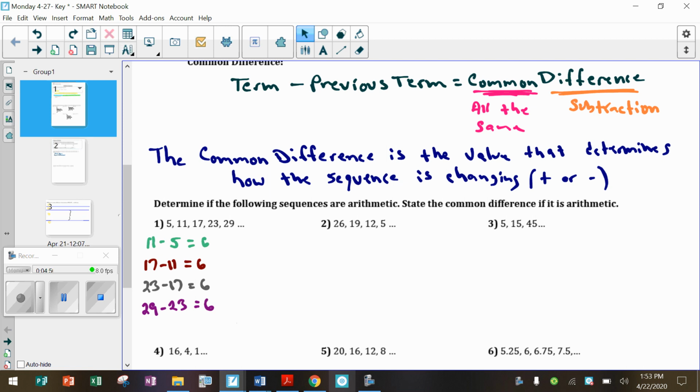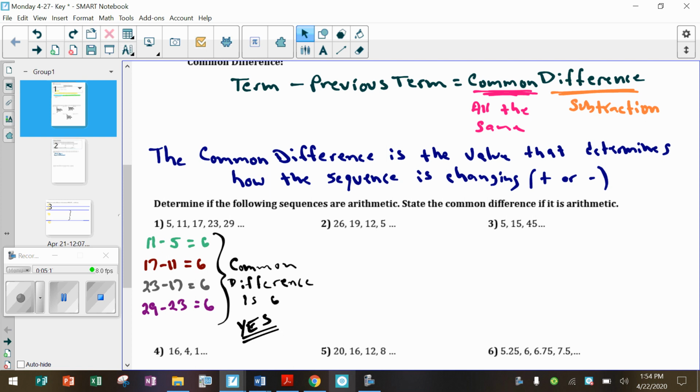If the common difference is truly common, then yes, it is an arithmetic sequence. Now you might be able to see these very quickly on your own. You might have been able to look at 5, 11, 17, 23, and 29 and say, oh yeah, just adding 6, adding 6, adding 6, adding 6. That's really what we're checking for.